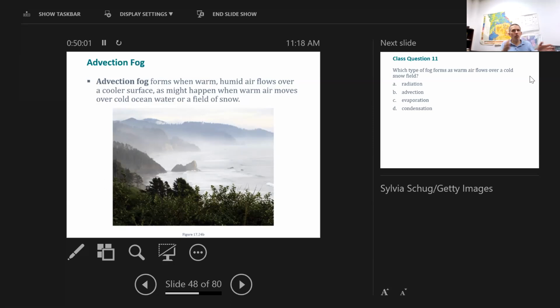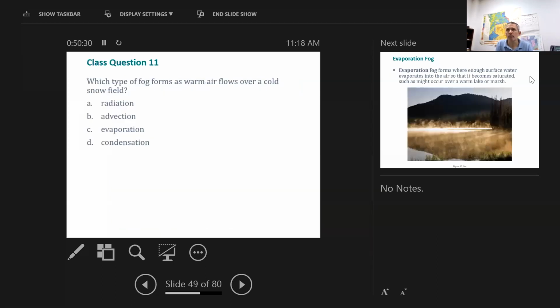To advect means to move horizontally, to convect means to roll. And so we have air moving in from a different location. If we have warm, moist air moving in onto a cooler surface, we call this advective fog. The air can actually be warmer than the ground. The ground can fluctuate quite a bit in temperature, and if warm air is moving over a cold surface, it can cool the air to that dew point temperature. And so it's advection fog.